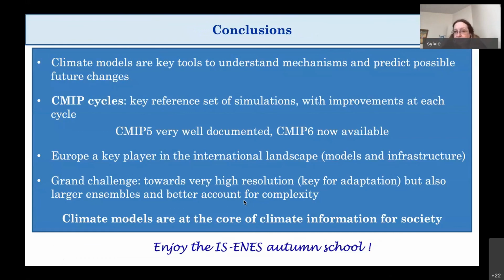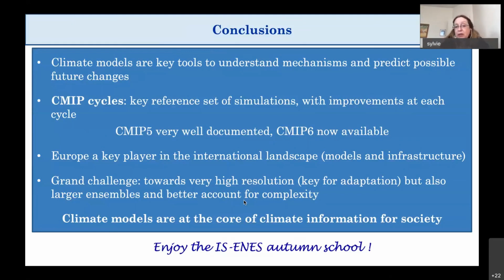The CMIP cycles play a key role. They are reference sets of simulations. At each cycle, there are improvements. It's clear that CMIP5 is very well documented. CMIP6 is now available, but still in the documentation phase. Europe is a key player in this international landscape with several of those models, but also with support to the infrastructure with ENES. We see that in the future, there is a grand challenge towards very high resolution, but not only, there is also a need to have larger ensembles and better account for complexity.